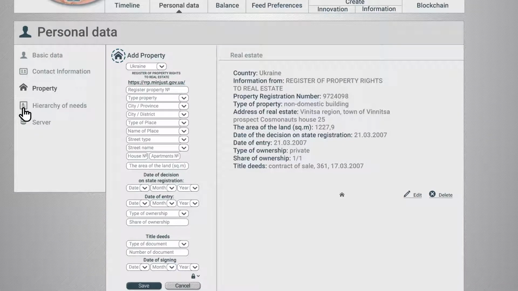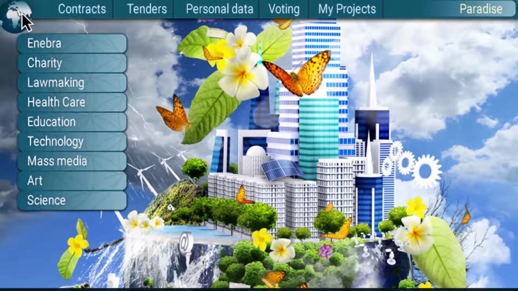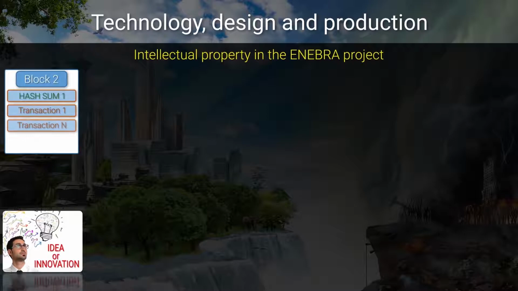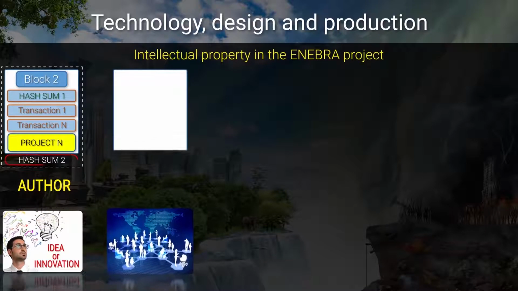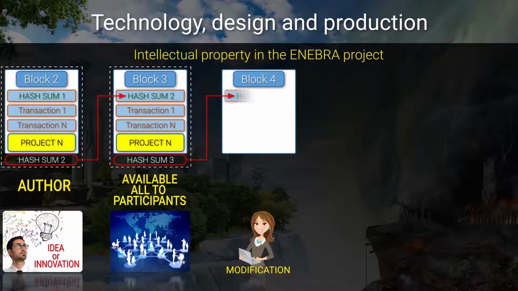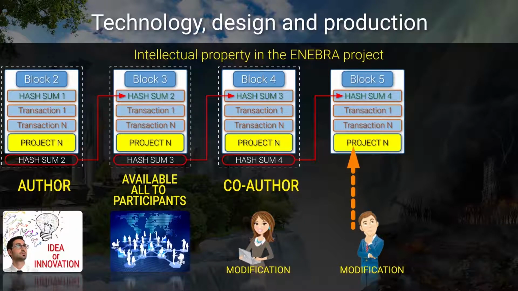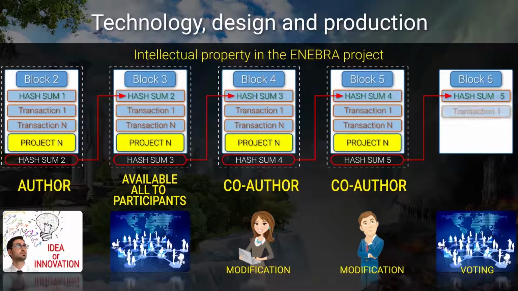Now let's look at the next menu item, which is Hierarchy of Needs. I would like to say a few words about the appearance of this page and why it is needed. Creating a social network as a prototype of the future ENEBRA system, I tried to maximally approximate its functionality to the future target system. I was looking for the opportunity to give project members the opportunity to create and implement their innovations that would solve existing problems and improve the quality of all the inhabitants of our planet already at the level of the transition period.